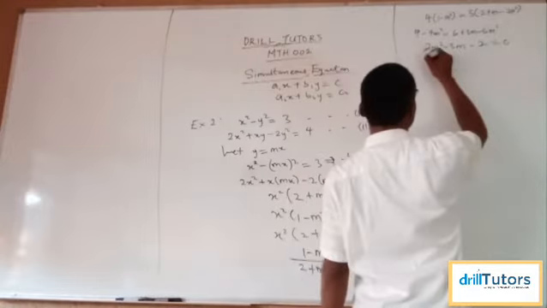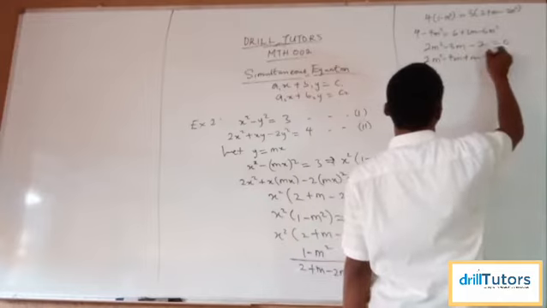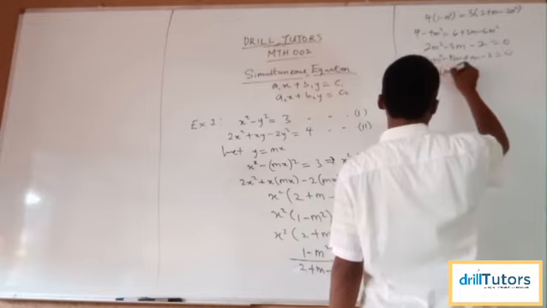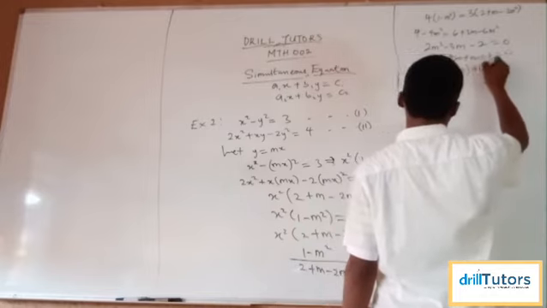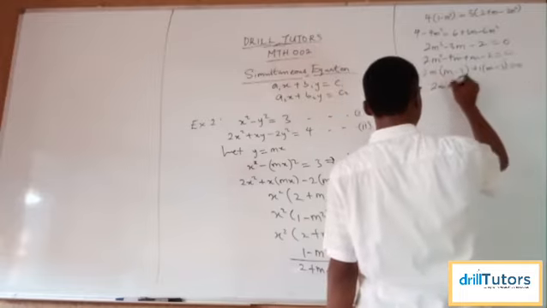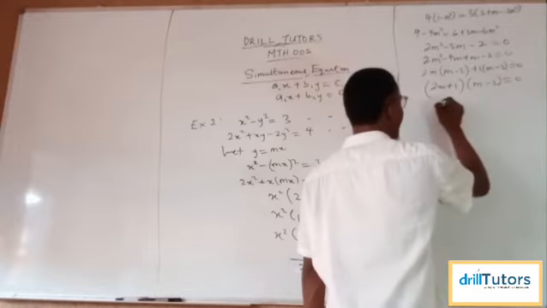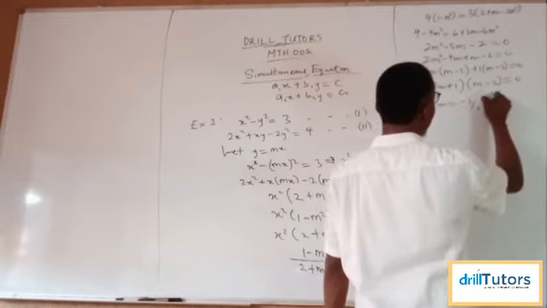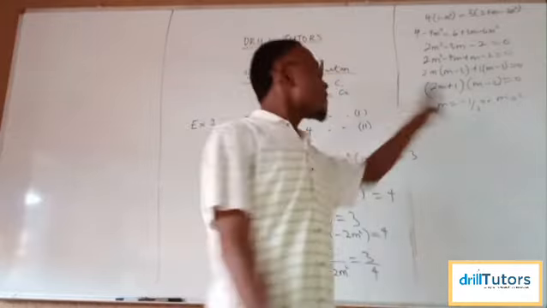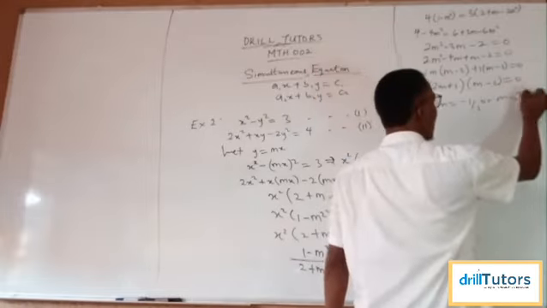And of course, this is the same thing as 2m squared minus 4m plus m minus 2 to be equal to 0. And this is 2m into bracket m minus 2 plus 1 into bracket m minus 2 to be equal to 0. So this means 2m plus 1 multiplying m minus 2 to be equal to 0. And that means that m is equal to minus 1 over 2, or m is equal to 2.